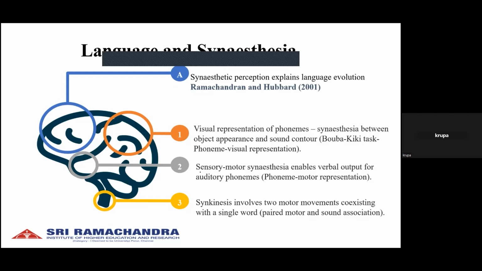The third claim is synkinesis, which involves two motor movements for a single word. For example, when I say the word in English, me, I articulate it with my lips, me, and I can also point with my index finger towards me. So there are two motor movements associated with particular words to internalize that word in a language.